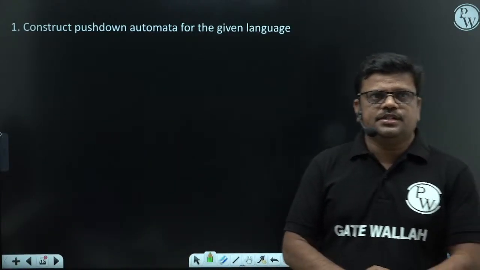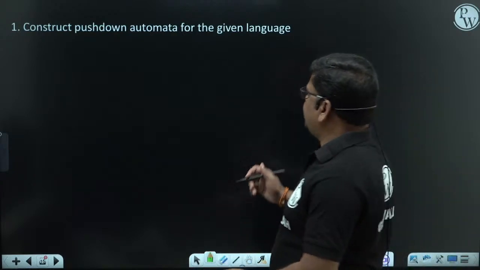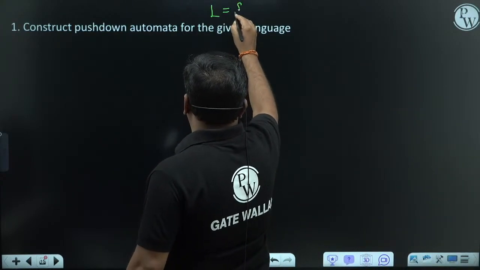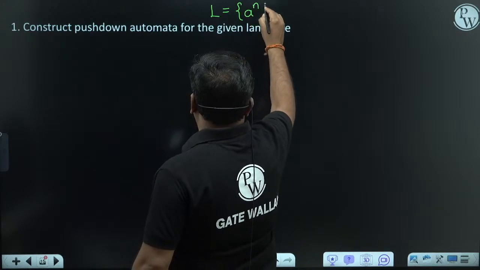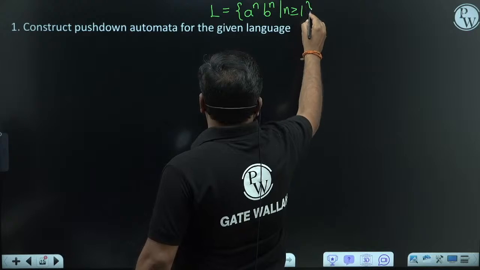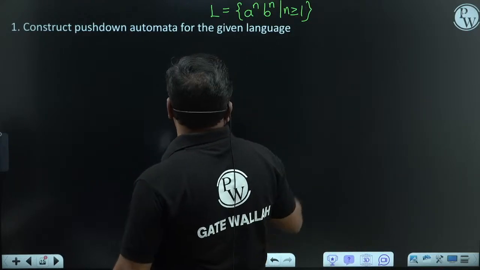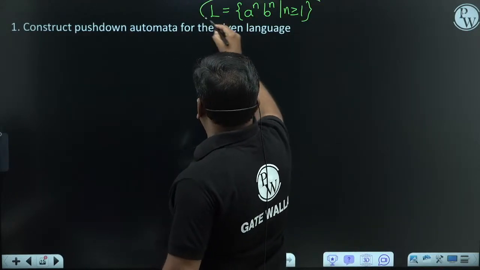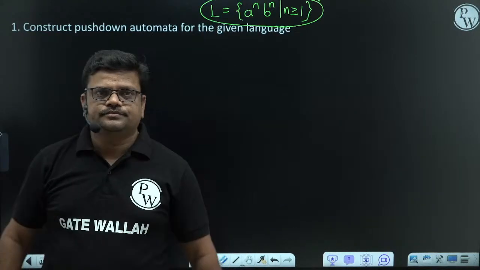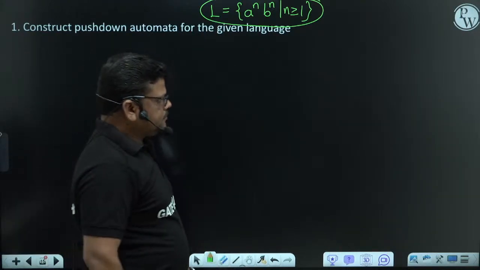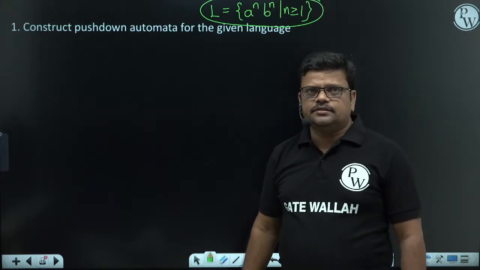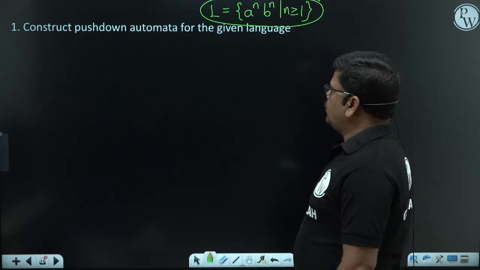So look at this question: construct pushdown automata for the language. Our language is nothing but this. This is the language I am taking. For this language, we need to construct a pushdown automata. So first thing is, if you want to construct, we have to observe the logic.